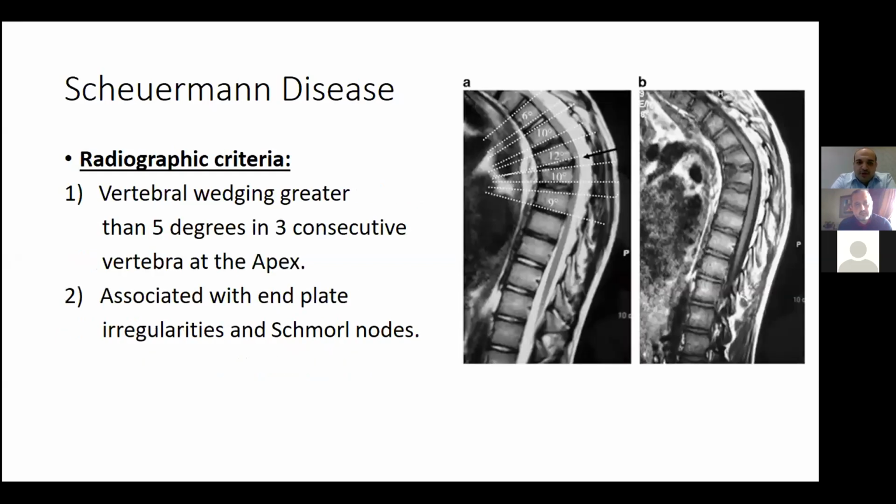These are the radiographic criteria for Scheuermann disease. As you can see, two criteria should be there to diagnose Scheuermann. The first one is vertebral wedging of 5 degrees or more in 3 consecutive vertebrae at the apex. The other criteria are associated end plate irregularities and Schmorl's nodes.